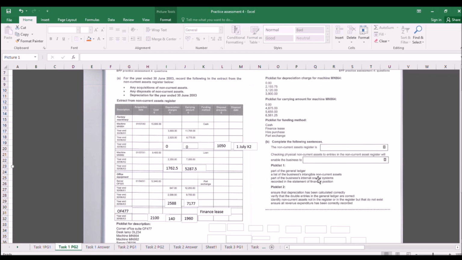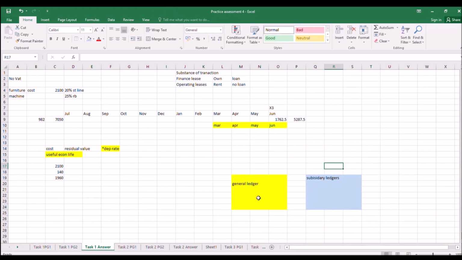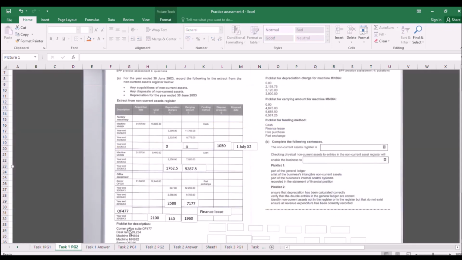A list of the business's intangible non-current assets. No, it's been a little bit obtuse here. It's a list of the business's tangible non-current assets, so things you can physically hold. Intangible ones would be things like brands or goodwill that we bought, things that we're trying to capitalize, that you can't actually physically touch. Part of the business's internal control systems, that's a good one. Remember, we've got our general ledger here and our subsidiary ledgers, of which one of them is the non-current asset or fixed asset register, and we could be using that as a test to check backwards and forwards.